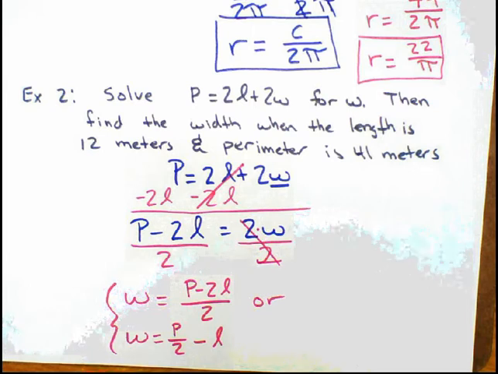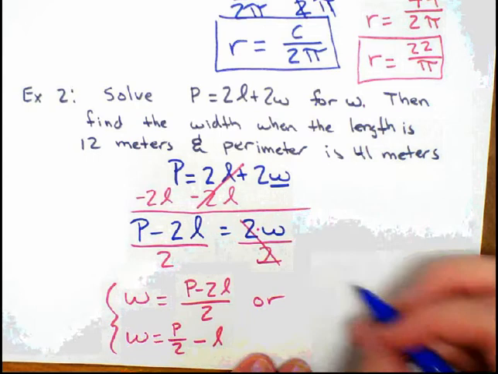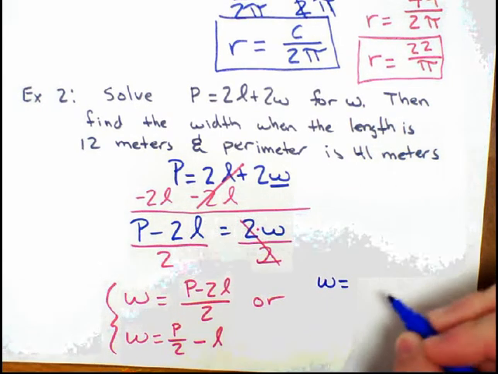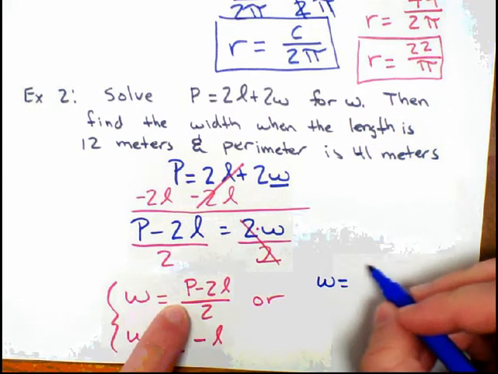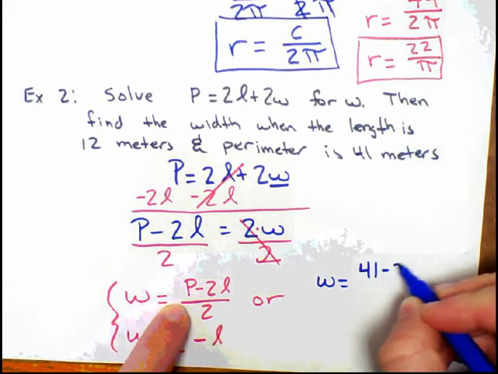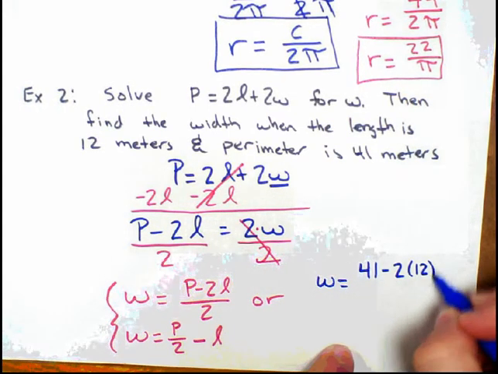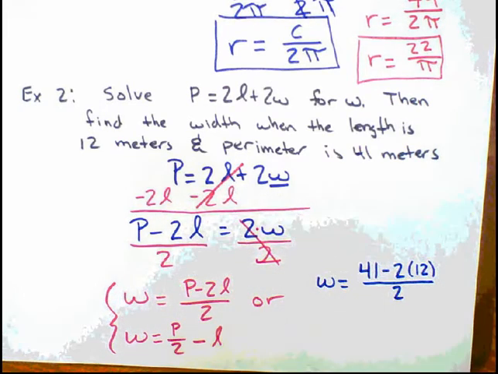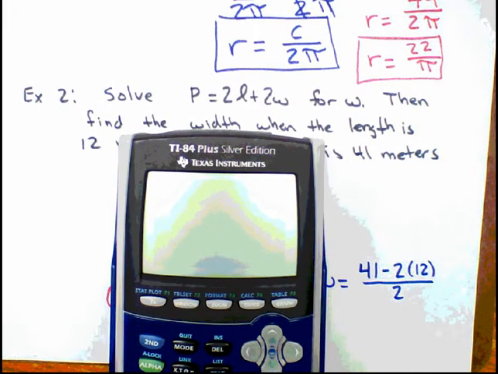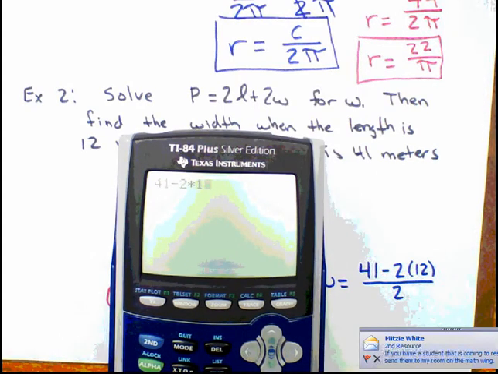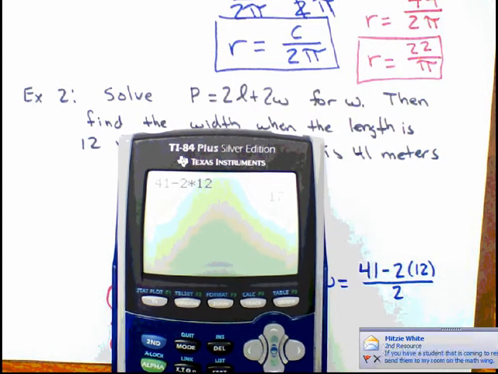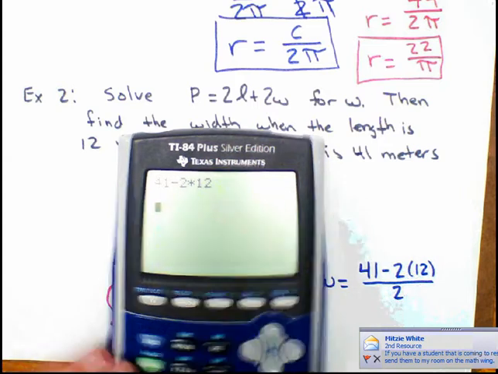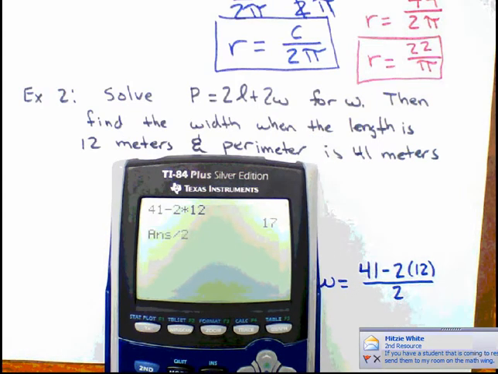And then the last part of the question says, what is the width when the perimeter is 41 and the length is 12? So I'm going to take that equation. I'm going to use the top one. They said P is 41 minus 2L, which was 12, over 2. And I'm just going to put that in my calculator. So do the top first. 41 minus 2 times 12 gets me 17. And then divide 17 by 2, and you'll get 8.5.